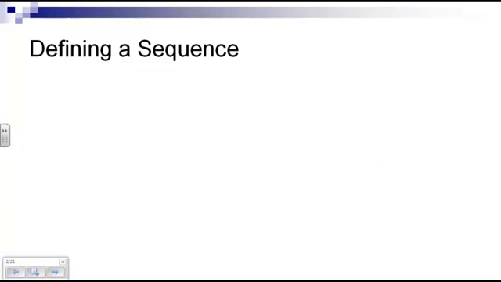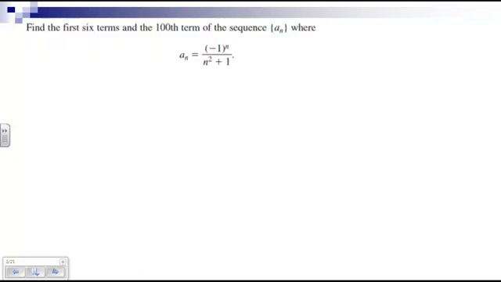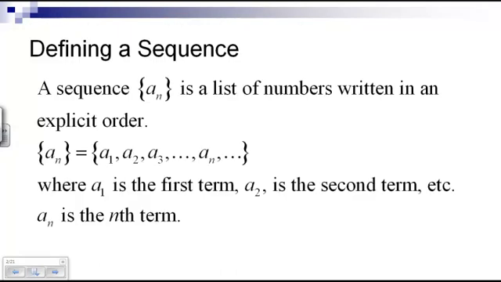Let's start. Let's define something called a sequence. A sequence is a list of numbers written in a particular, explicit order. Now, because sequences are typically infinite, we would like some sort of shorthand for talking about all those different numbers. So we typically talk about these sequences using the brace notation.